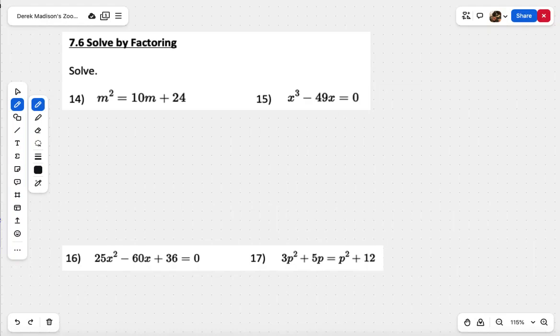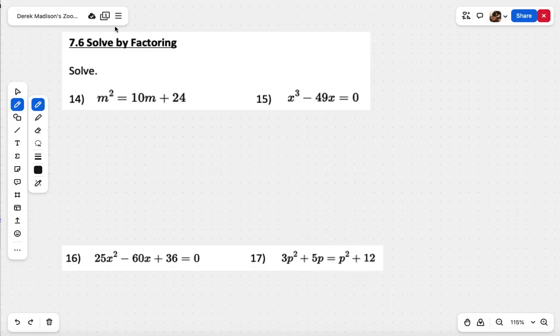Hey all, so this is our last section for the factoring chapter, and in this section we are going to use factoring as the first of our methods for solving quadratic equations. We'll get some more in the next chapter. But in this chapter we're going to only work with equations that will factor. In the next one we'll work with ones that don't factor. We'll have to bust out the quadratic formula.